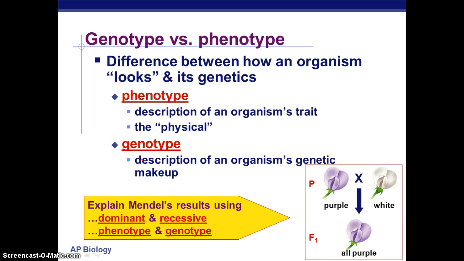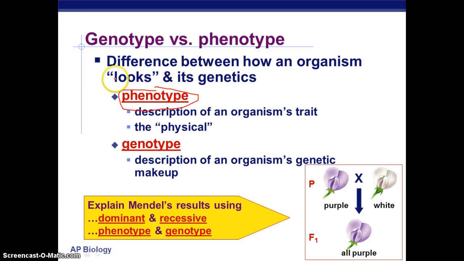So these are words I've kind of been using in class, and I think some of you have gotten them and some of you haven't. But we're going to finally officially define them. The first word is phenotype. Phenotype is what the organism looks like, what you can actually see. So purple flowers is the phenotype of the flower, what it looks like.